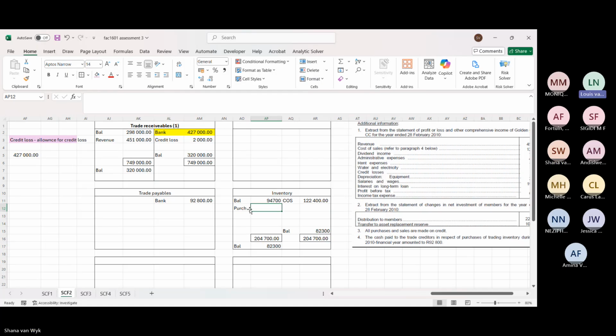Now we're going to say this. But purchases is going to be on credit, because they say all purchases are on credit. Oops, sorry, this is inventory. But now they said we paid it. Why am I putting it on the credit side?